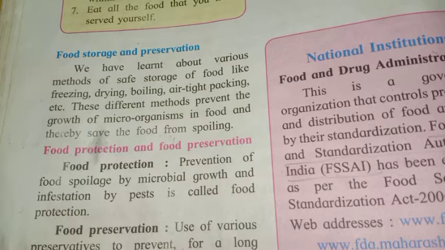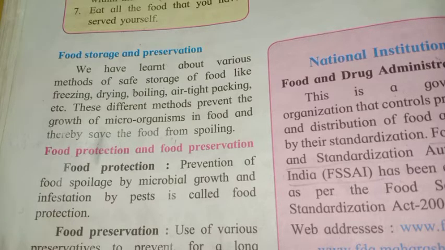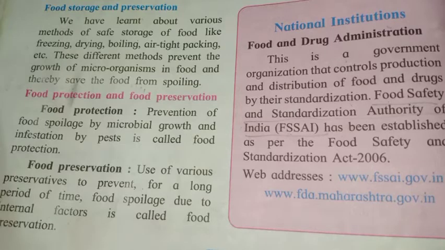First topic, that is food storage and preservation. To avoid food spoilage and to prevent growth of microorganisms in food, food has to be stored properly by using some techniques, and this food storage and preservation is very important. There are many techniques like freezing, drying, boiling, airtight packaging, and many more. Now the first point is food protection.